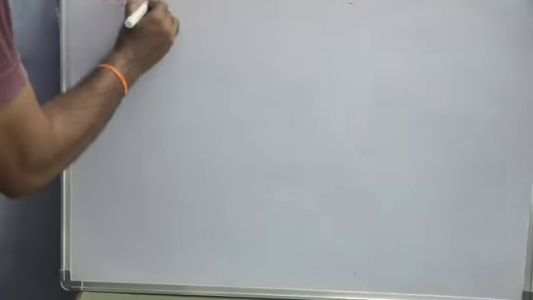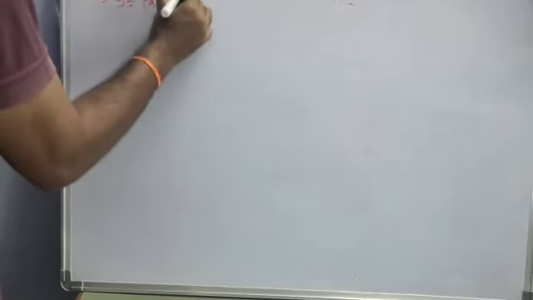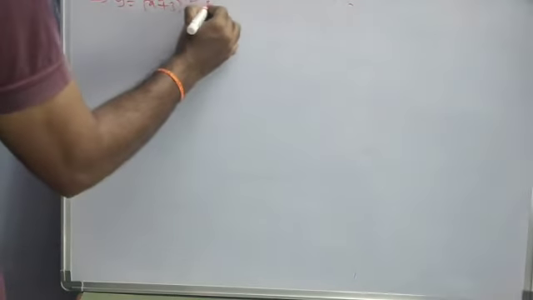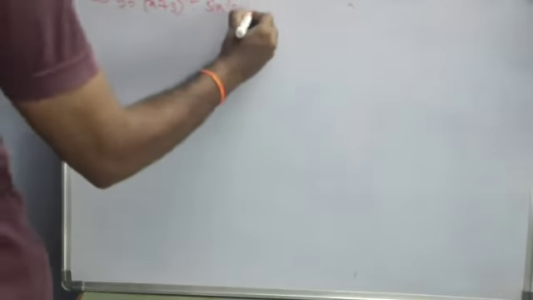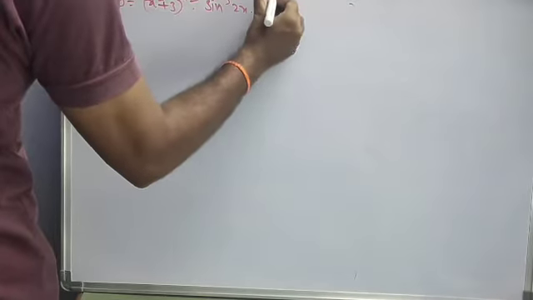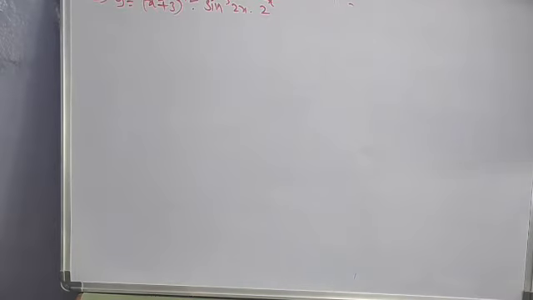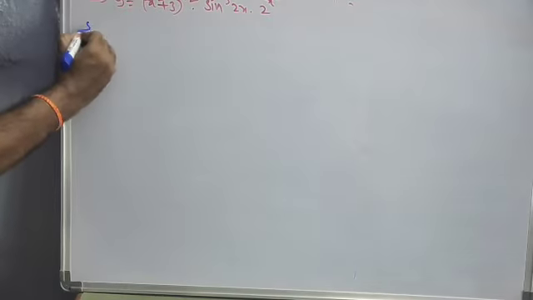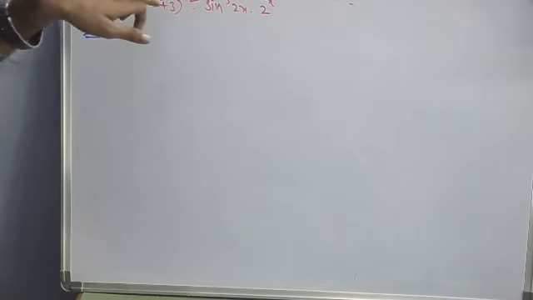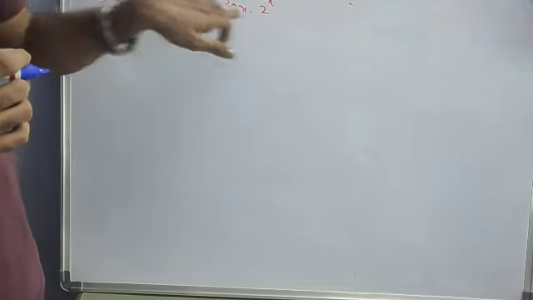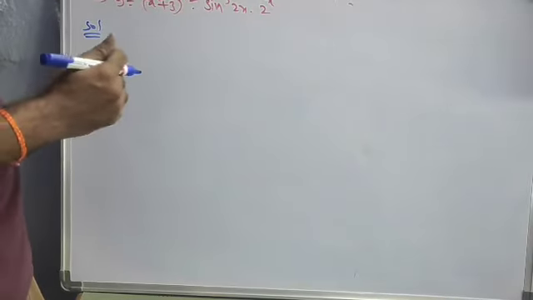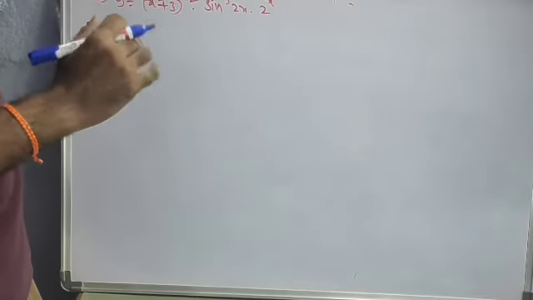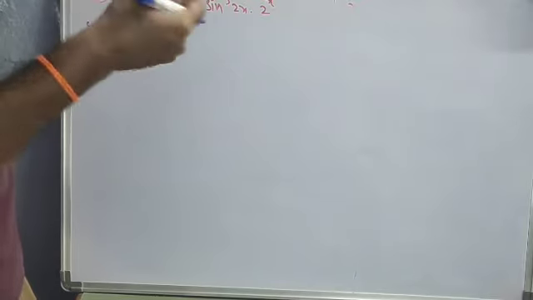y equals (x square plus 3) whole to the power of 3 by 2 into sine cube of 2x into 2 to the power of x square. So here we have to find dy by dx. You just observe here: first function, second function, third function. If you are interested, you can use the uvw formula. Better, here I am using logarithms.